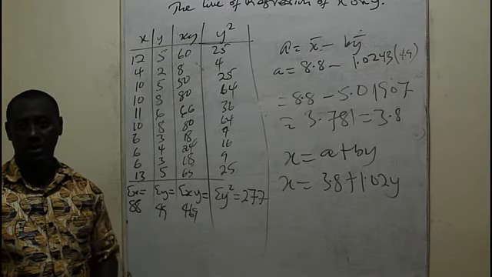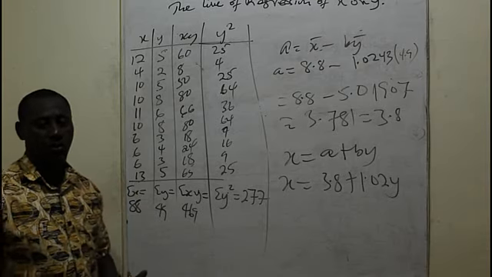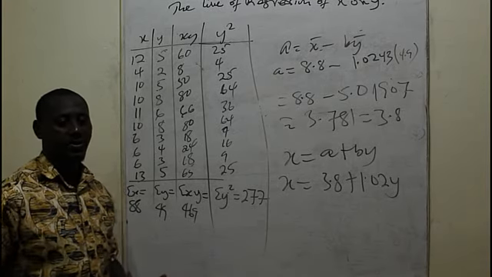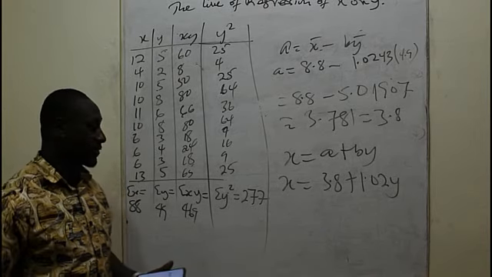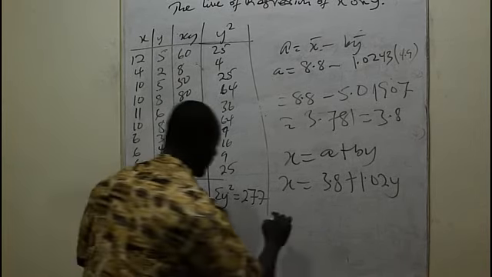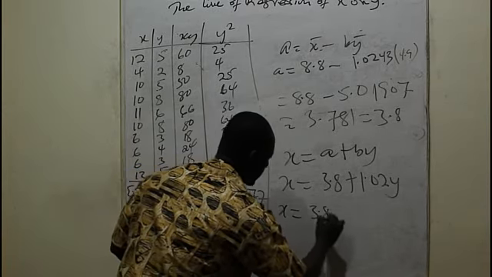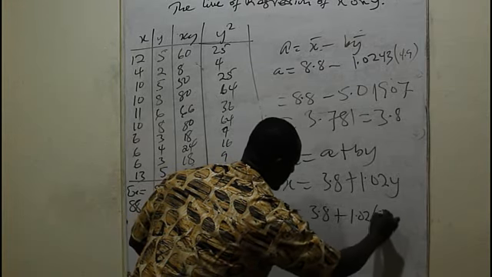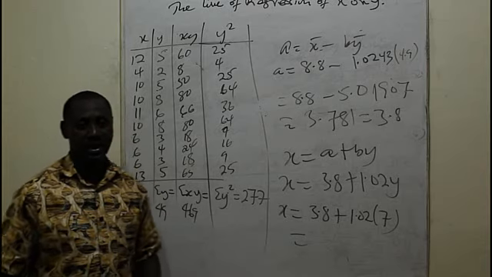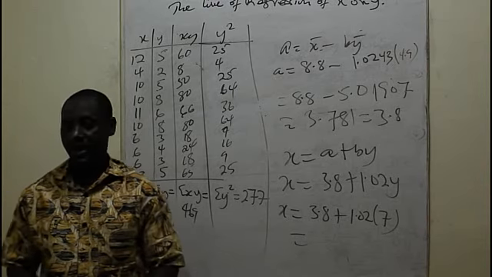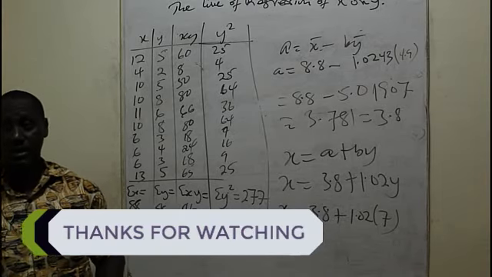But remember that the question is that we are to solve for the shrinkage when y is equal to 7. In that situation, we are going to substitute the 7 for the y, and then we are going to have x is equal to 3.8 plus 1.02 times 7. So if we simplify, the answer you get is going to be the answer when y is equal to 7. And that solves it. That gives you the answer to it.